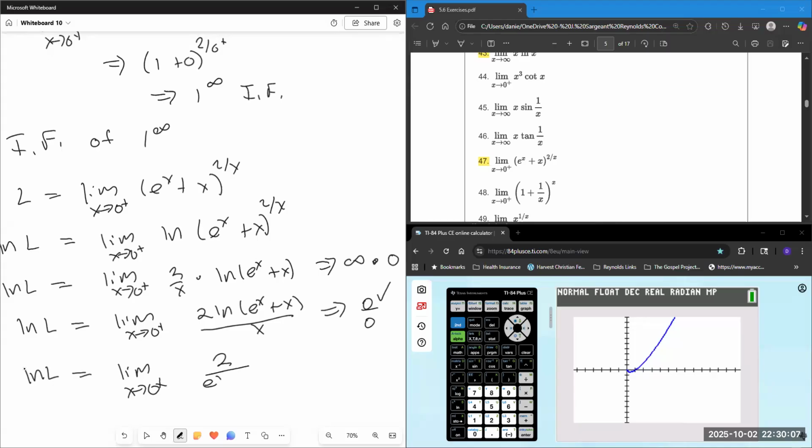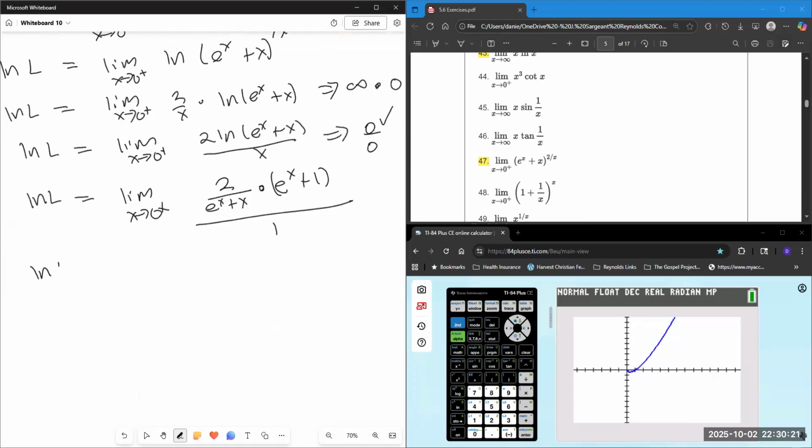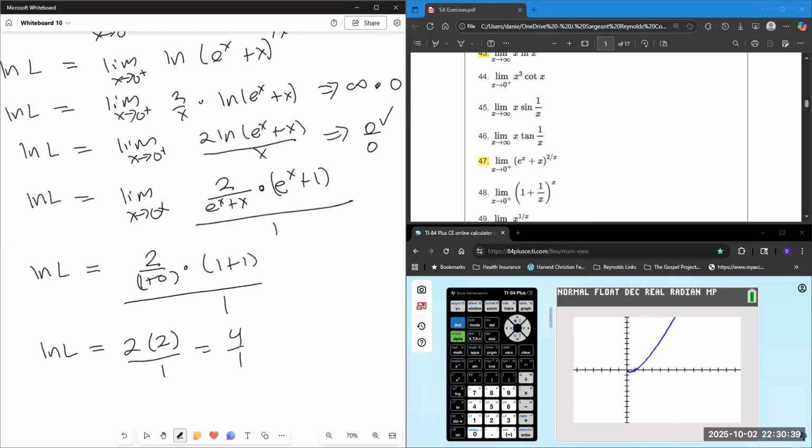2 over e to the x plus x times the derivative of e to the x plus x, which is e to the x plus 1, over 1. So ln of L is going to be 2 over 1 plus 0 times 1 plus 1 over 1. ln of L is going to be 2 times 2 over 1, which is 4 over 1, which is 4. So L is equal to e to the fourth.